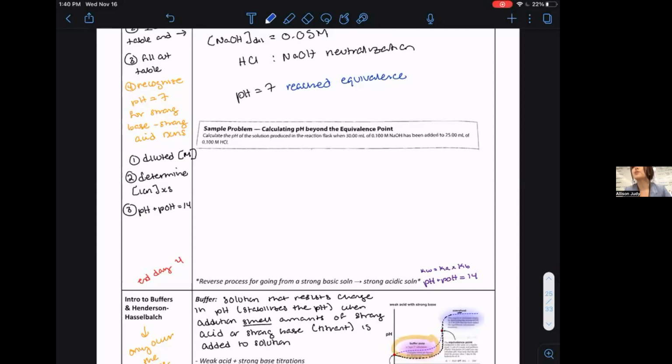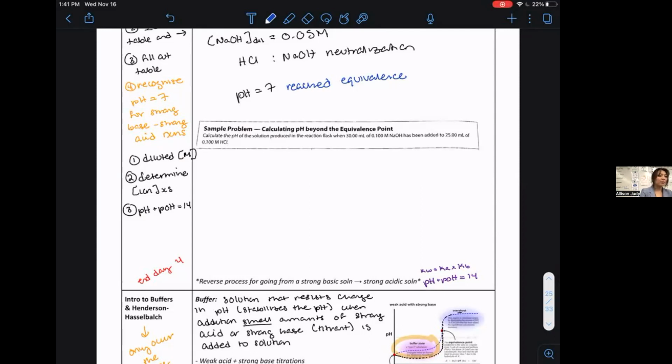Let's talk about this one. Past equivalence, you're now just looking for excess OH. You're definitely getting, when you're talking about a strong base being titrated into a strong acid, obviously all of this will flip for a strong base, strong acid titration. Similar steps, flip it, okay?